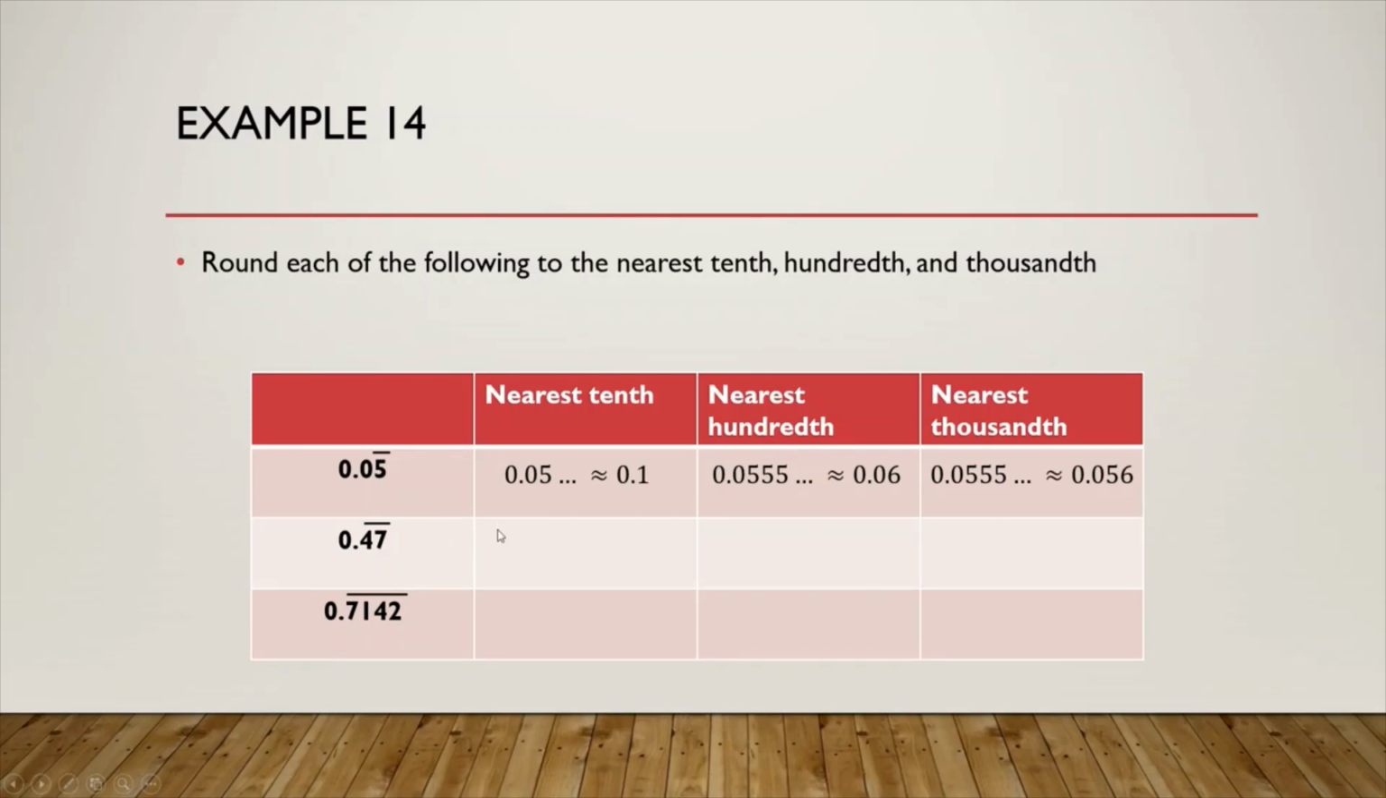So you do the same thing. You repeat as much as you need to get that place value that you need, right to the right of it, and then you can round up or round down. You just extend it as much as you need.